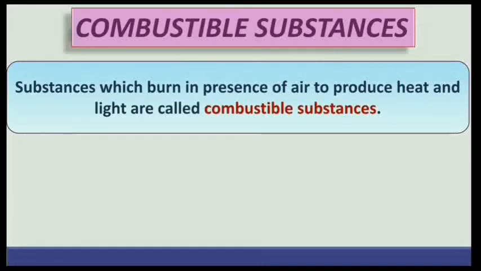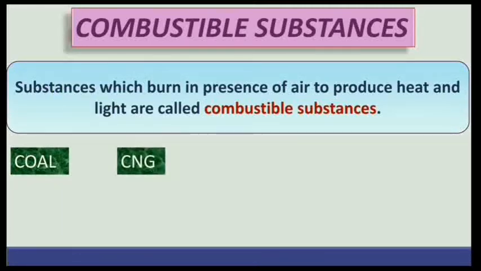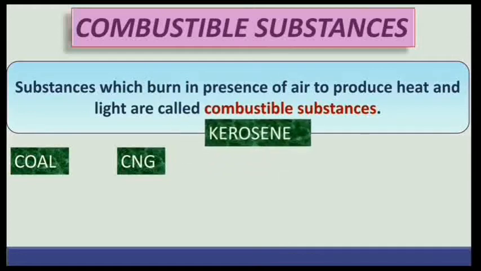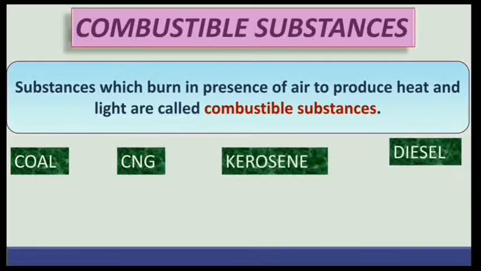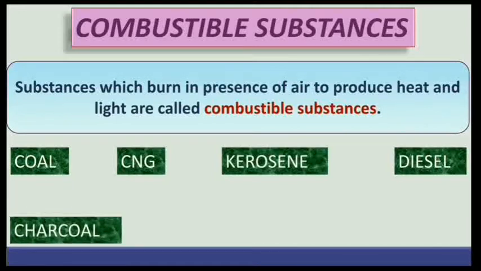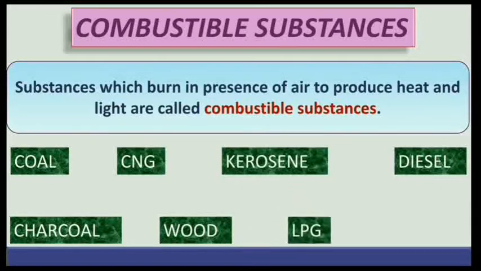Combustible substances. Substances which burn in presence of air to produce heat and light are called combustible substances, like coal, CNG, compressed natural gas, kerosene, diesel, charcoal, wood, LPG, petrol, etc. They all are combustible substances because they burn in presence of air to produce heat and light.